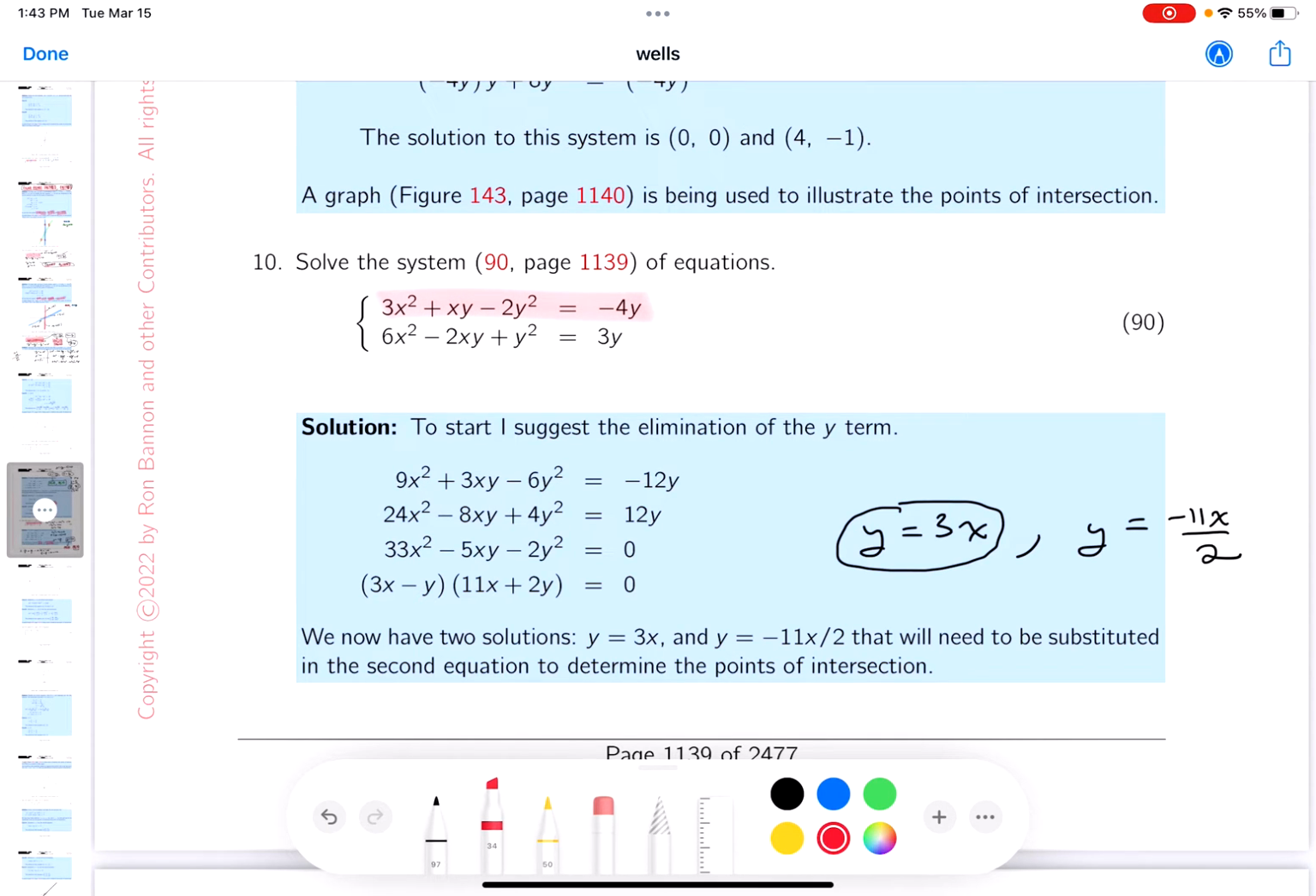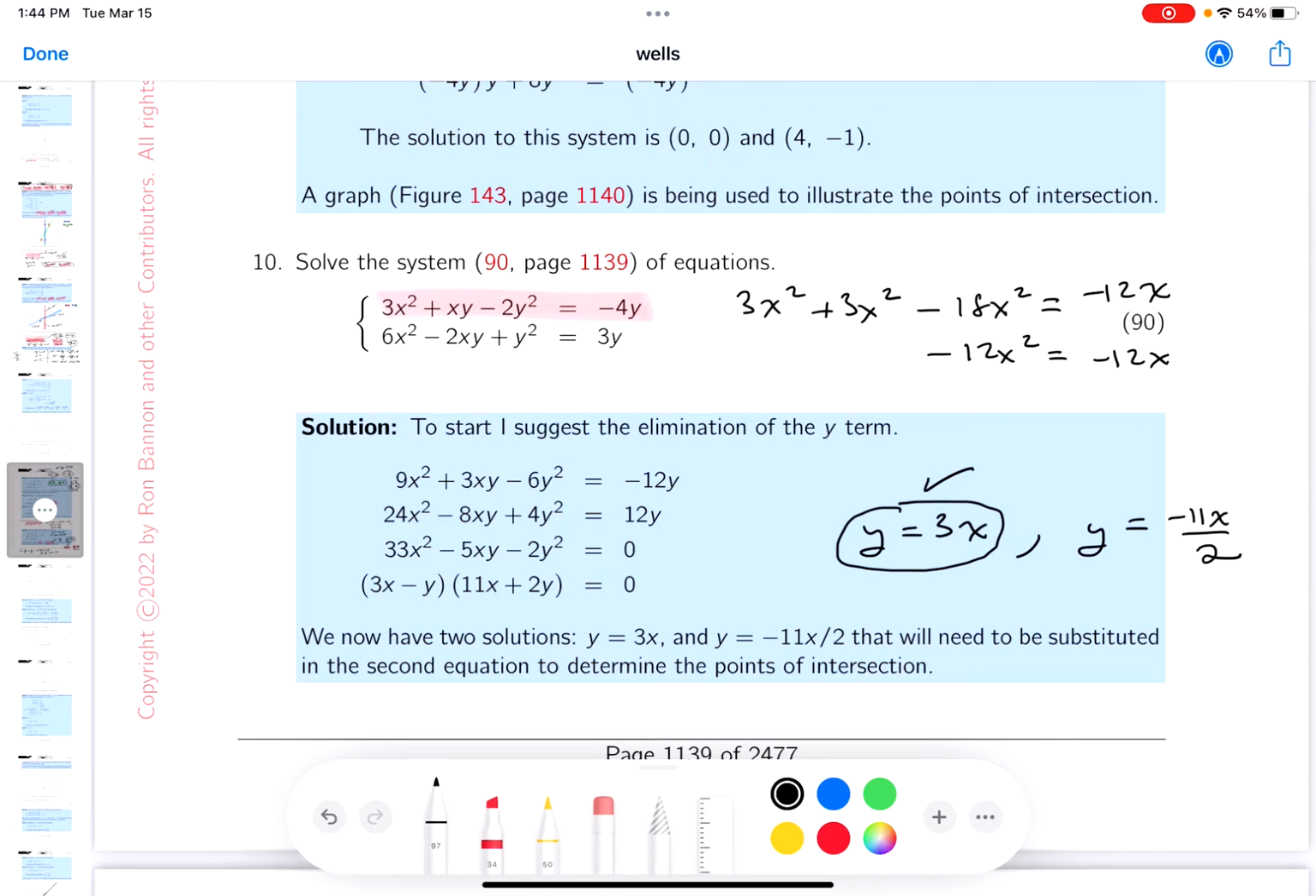Let's plug it in. So what do you get? 3x squared. By the way, we're using this here. Then you get x times y. What's that going to give you? 3x squared. Then what do you get? Minus 2 times 9. That's 18x squared. And that equals, let's see, that'd be minus 12x, right? All right. What do I get? I get minus 12x squared is equal to minus 12x.